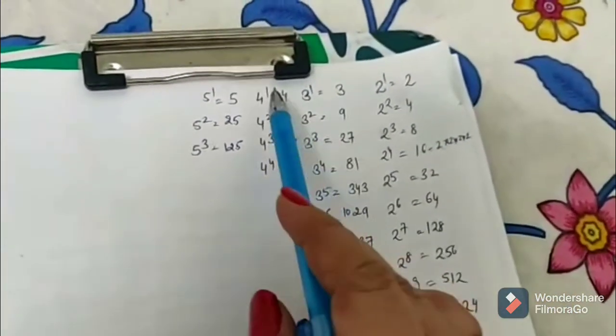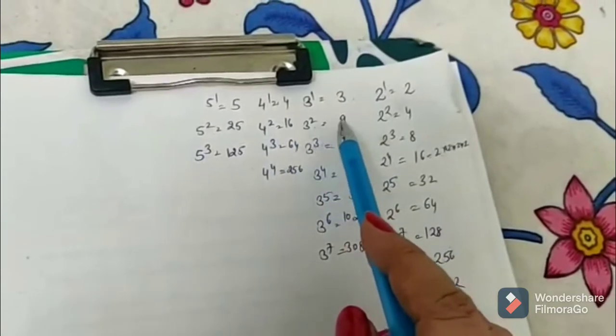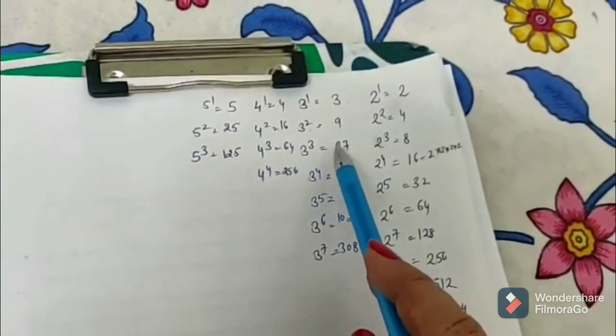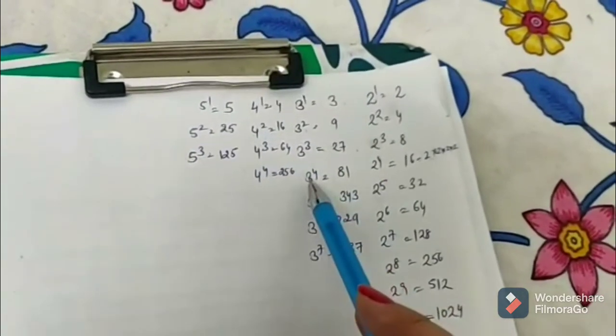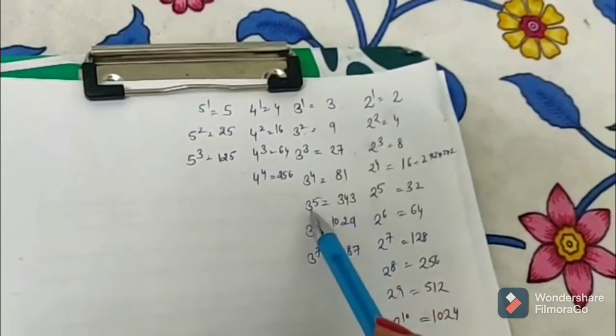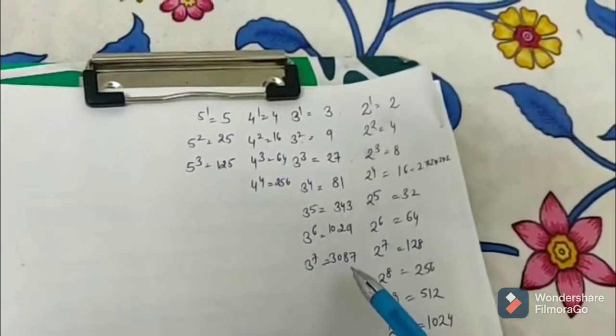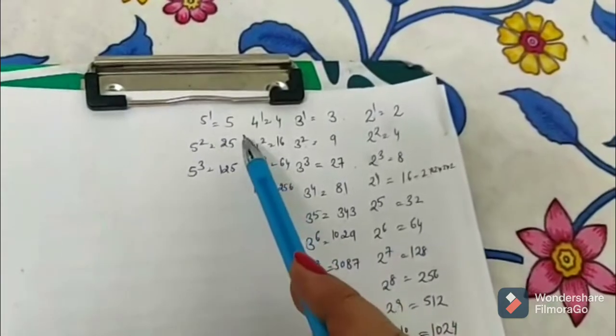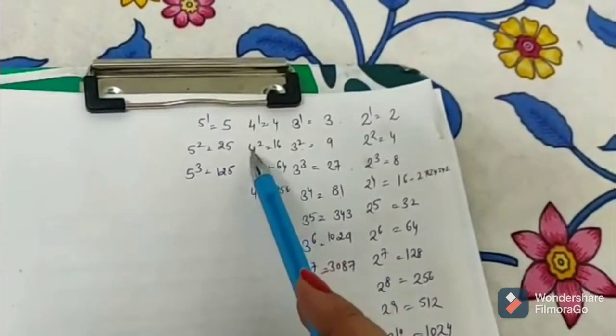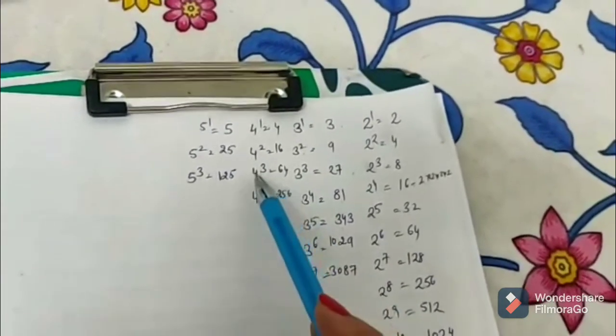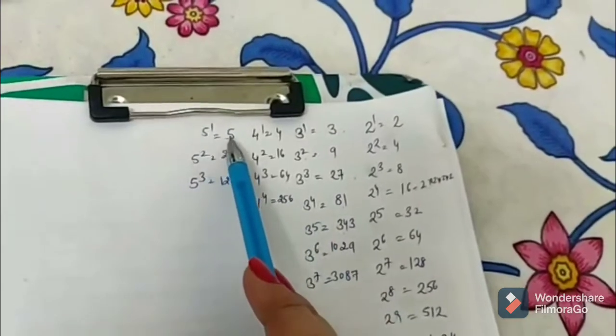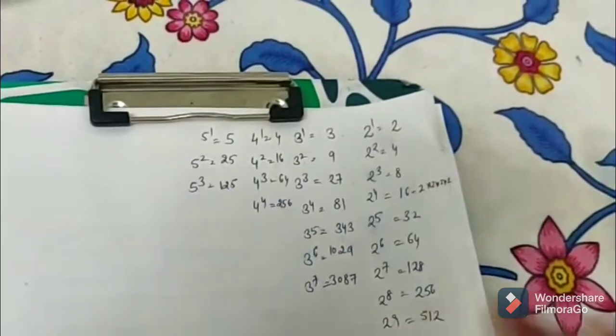Similarly 3 raised to power 1 is equal to 3, 3 square is equal to 9, 3 cube is equal to 3 into 3 into 3 यानी कि 27. 3 raised to power 4 is equal to 81, 3 raised to power 5 is 343 and so on. For 4 also, 4 raised to power 1, 4 square is 16, 4 raised to power 3 is 64, 5 raised to power 1, 5 raised to power 2 and 5 raised to power 3.